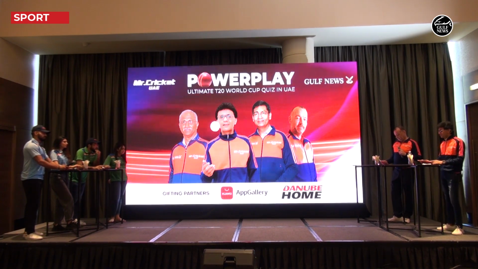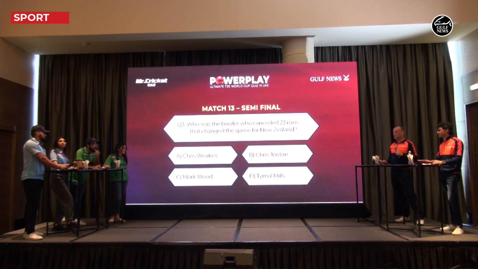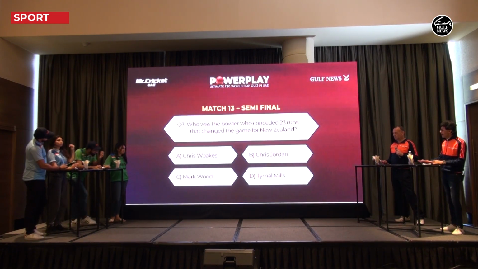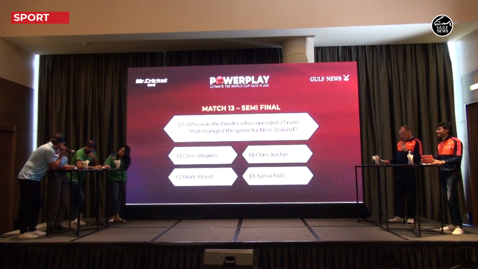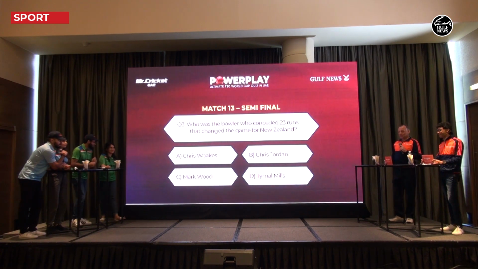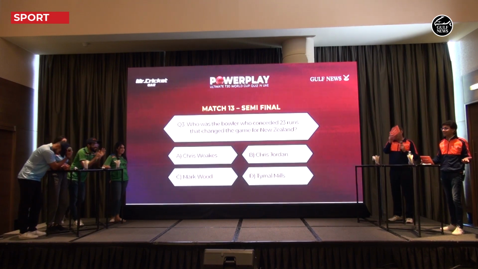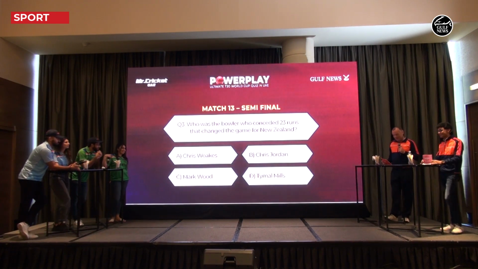The bouncer question. Who was that great bowler who conceded 23 runs, which changed the game in the favor of New Zealand? Your options are Chris Woakes, Chris Jordan, Mark Wood, Tim Southee. Who gets the chance to answer? England. Come on, it's very simple. It's A, Chris Woakes. Oh no. You had options, guys. You had a chance to come into the semi-final. I'm afraid you've lost it.